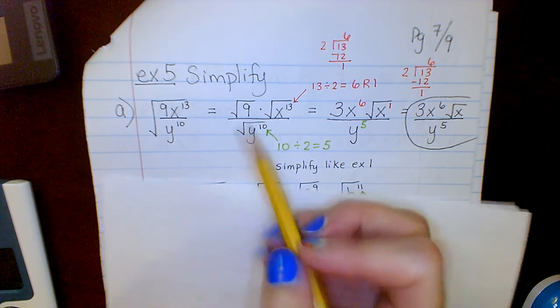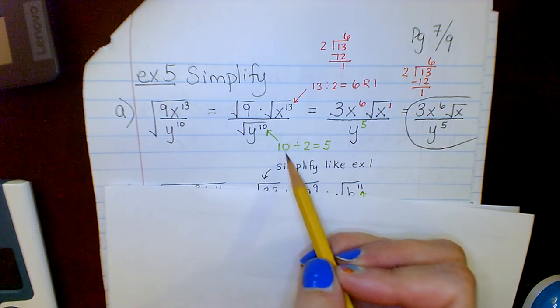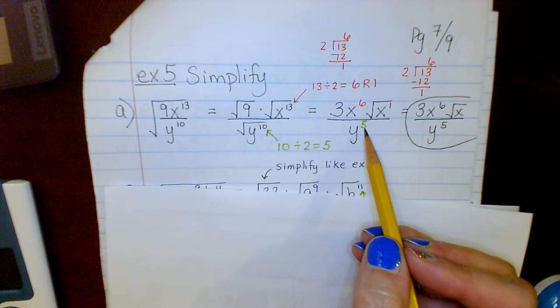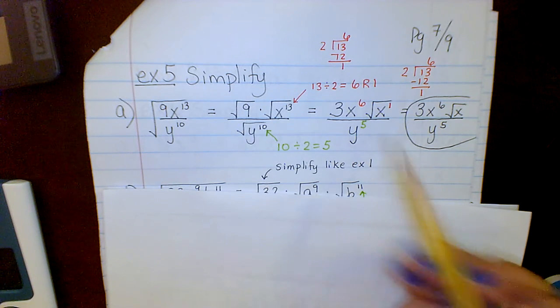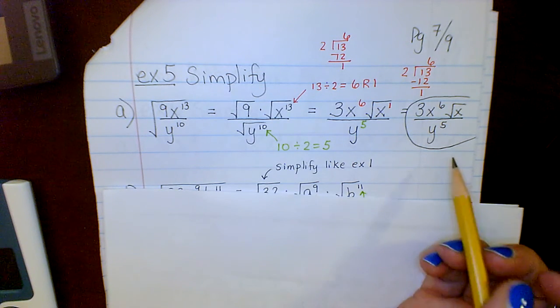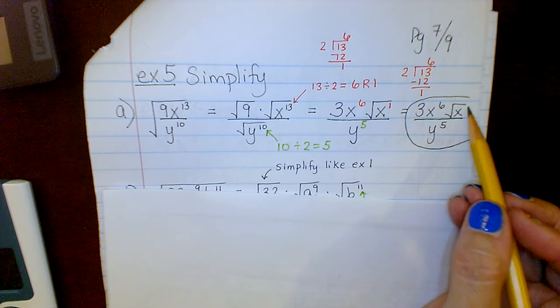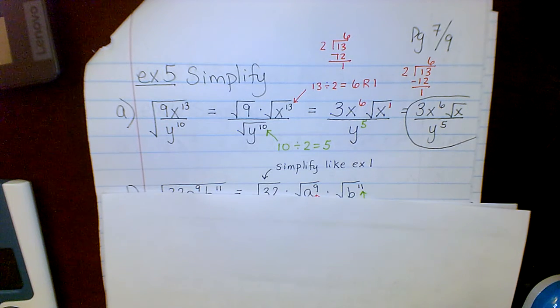For the denominator, I get this y to the 10. So 10 divided by 2 is 5. No remainder, so nothing left under that radical. So just get a plain old y to the 5th. Remember, we're not going to write that 1, my final answer. So here we go.